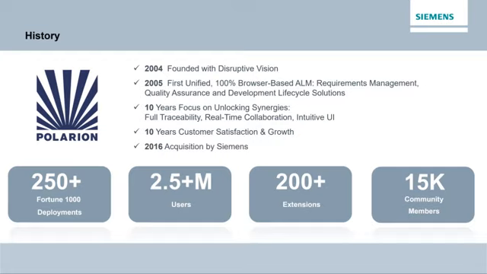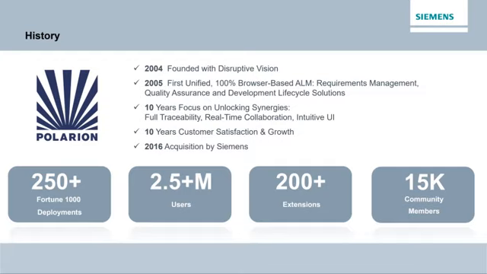But the good news is that our products will continue to help to drive the innovation of our customers. We just provide the same set of products just by a different brand. Some numbers, we have over 250 Fortune 1000 deployments, over 2.5 million of our users, all the different software development lifecycle tools.